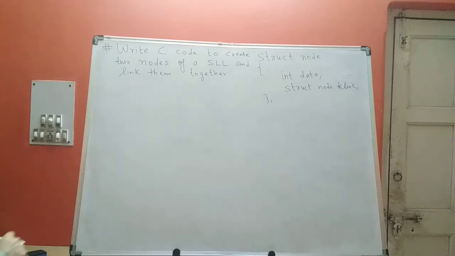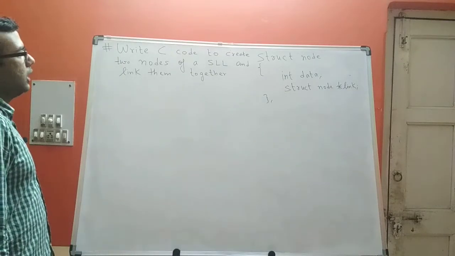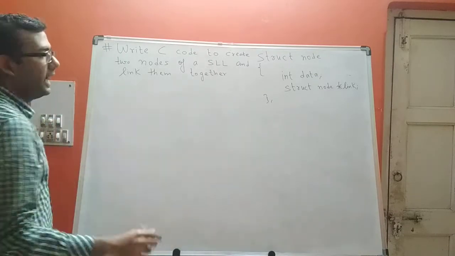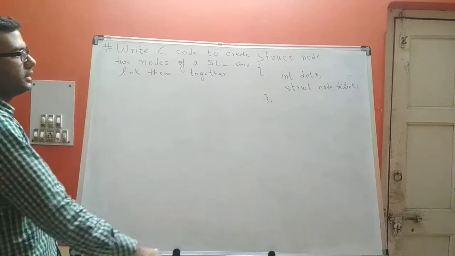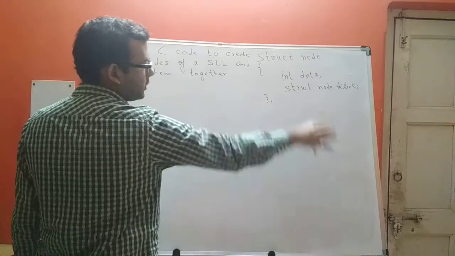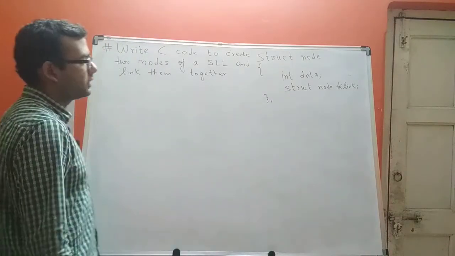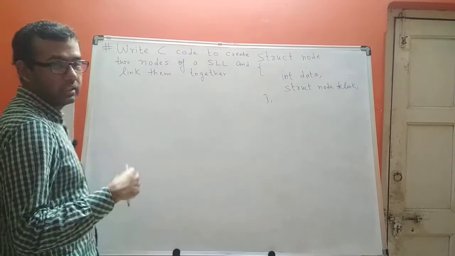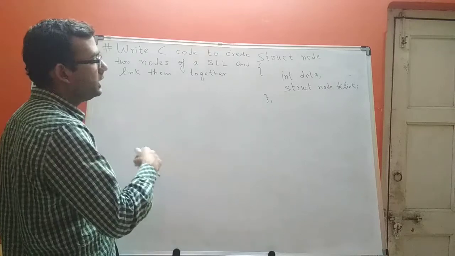Okay, so in this video, we'll see how we can create two nodes of a singly linked list and also link them together. So this is the node format, right? This is the structure for the node format, which we have seen in the previous video. Now, what we'll do is we'll create two nodes. We'll create one node at a time and we'll link them together, okay?